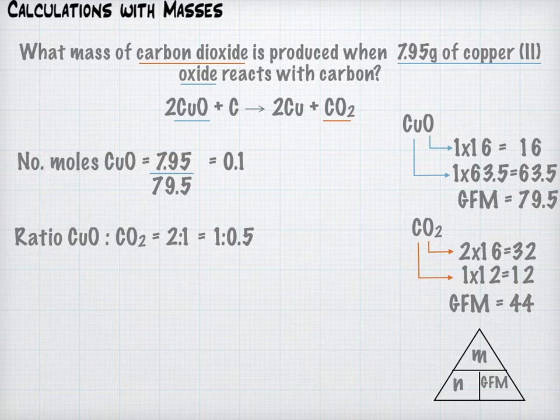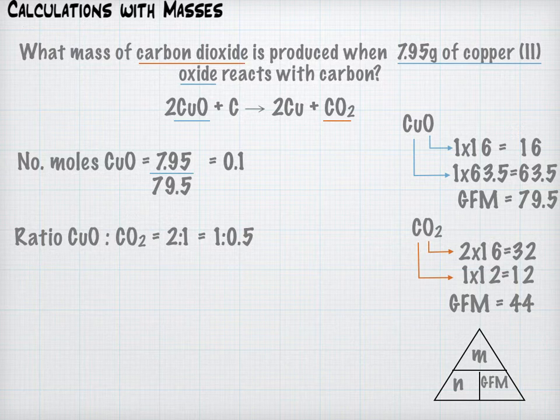That's that ratio there, 1 to 0.5. Notice, by the way, this is why using moles rather than atoms and molecules is better. You can easily have 0.1 of a mole or 0.5 of a mole. You can't reasonably have 0.1 of a molecule or 0.5 of an atom. That wouldn't make any sense.